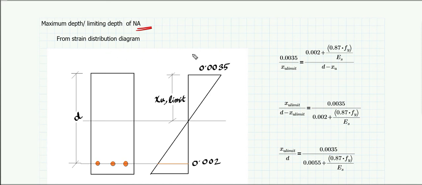It has been mentioned in the clauses that the limiting value of strain in concrete is 0.0035. This is the limiting value. You can never go beyond this particular strain.